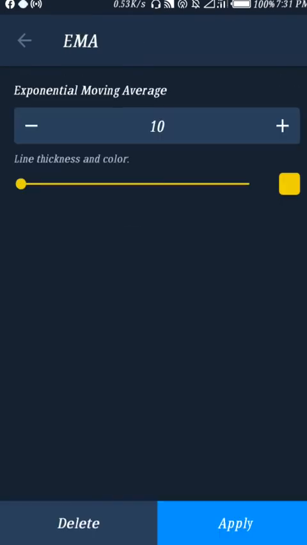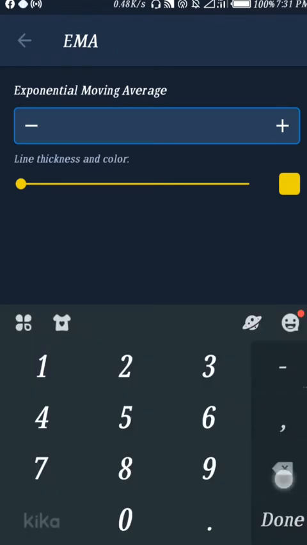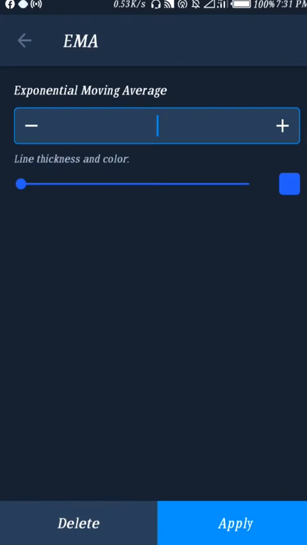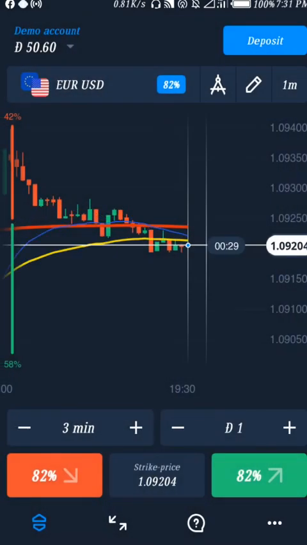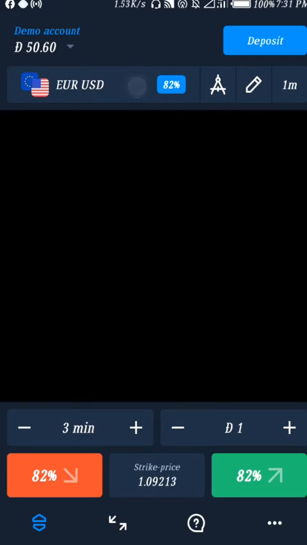Then the last one, the last EMA, I'm going to make it 20. Okay, 20. Then I'm going to make it blue color. Then I'm not going to increase, I'm just going to let it be the way it is. I'm not going to increase the thickness. Then I'll click on apply. All right, so we have 200, 50 and 20 EMAs. These 3 EMAs are very, very important for your success in this trading. Okay, so these are the 3 EMAs.